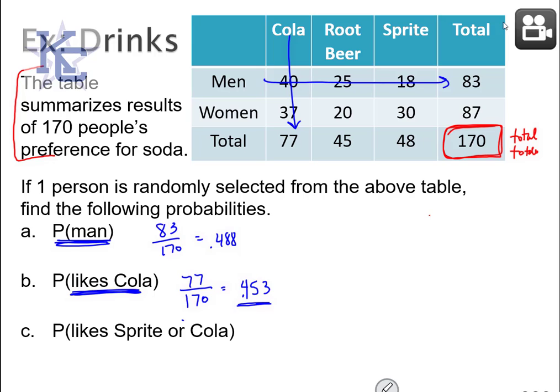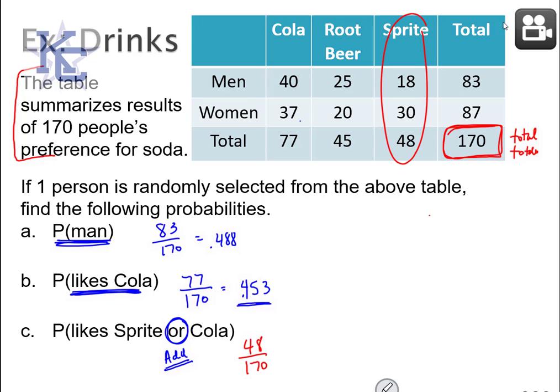In part C, we have an or. This is what you've been studying in the last few slides. The probability that someone likes Sprite or cola. Hopefully you're remembering now that every time you see the word or, you're always going to add. So, how many people chose Sprite in this survey? 48. 48 out of 170. Plus, how many people chose cola? 77. 77 out of 170.